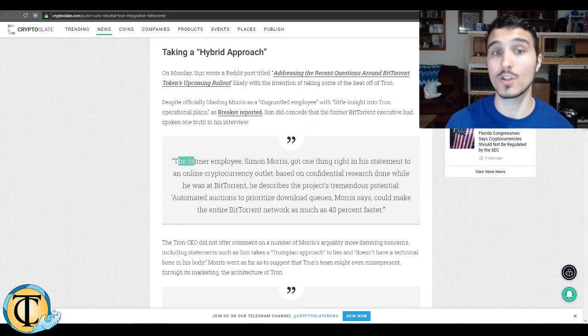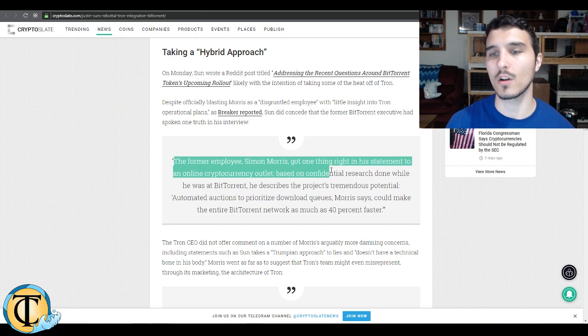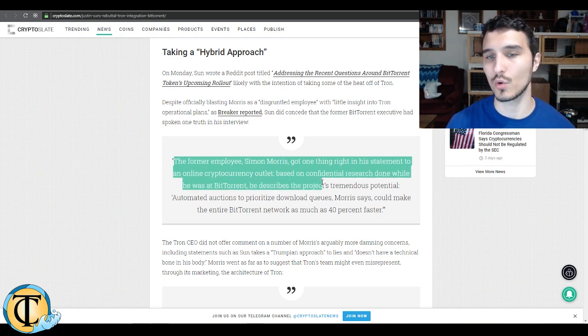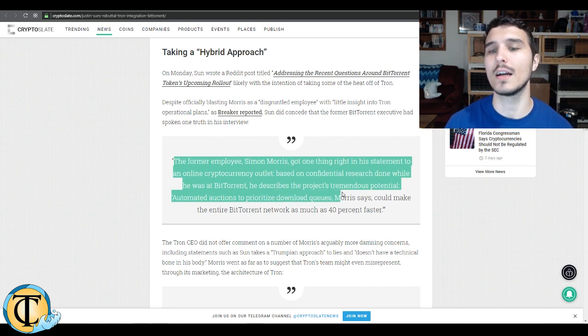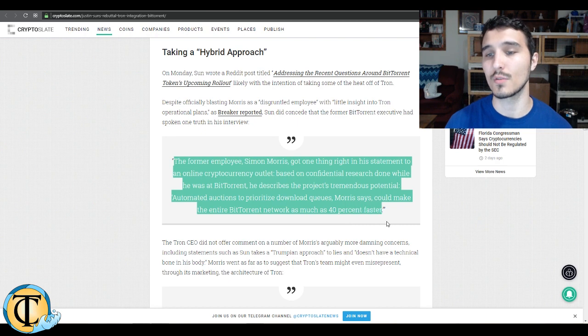And in response, Justin Sun came out and said the former employee Simon Morris got one thing right in his statement to online cryptocurrency outlet. Based on confidential research done while he was at BitTorrent, he described the project's tremendous potential. Automated auctions to prioritize download queues, Morris says, could make the entire BitTorrent network as much as 40% faster.